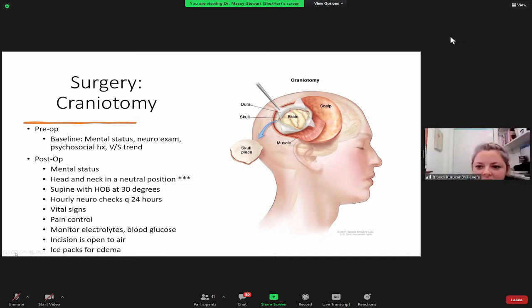I might have missed this, but why can they not have NSAIDs? Why don't they have what? NSAIDs? NSAIDs cause bleeding. So you don't want any post-op patient to have NSAIDs. NSAIDs increase their risk for bleeding.